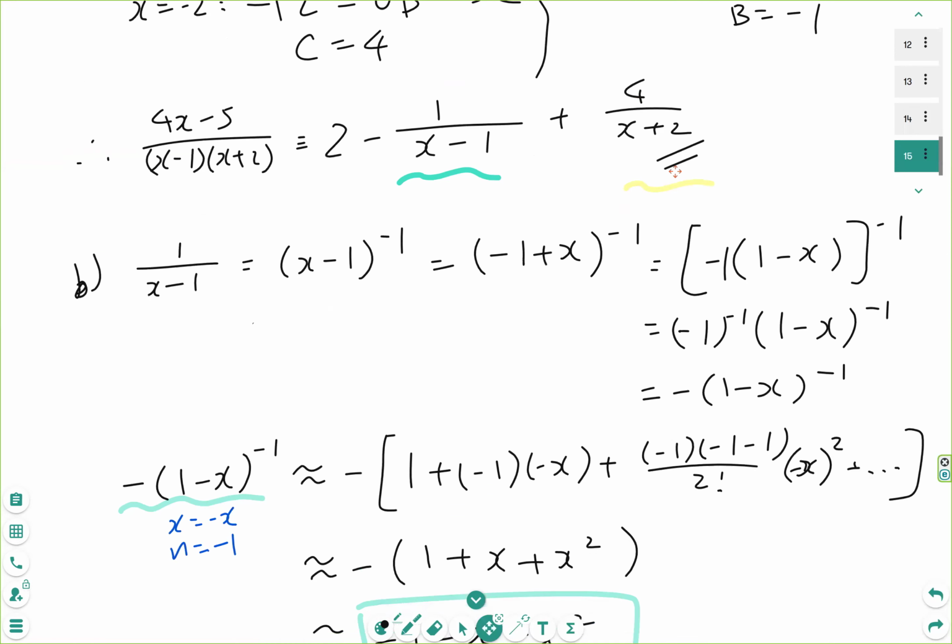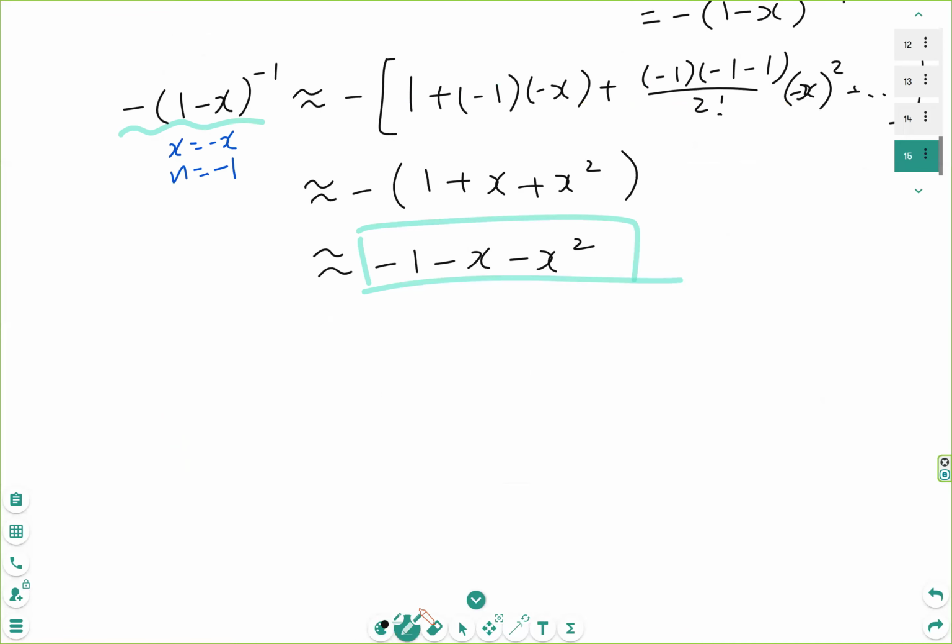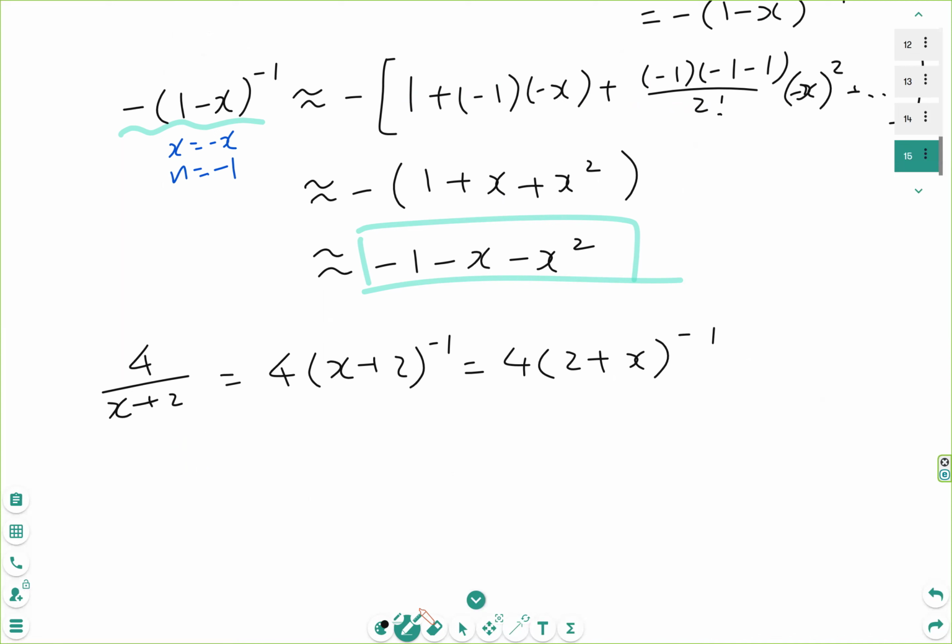Yellow is 4 over x plus 2. So 4 over x plus 2 is the same as 4 times x plus 2 to the power of minus 1. Now we need to have the constant term in the front. So 4 times 2 plus x to the power of minus 1. We don't want the 2 in the front. We need to make this a 1. So what do we do? We need to factorize it. So 2 to the power of minus 1, 1 plus x over 2, and put the minus 1 back in.